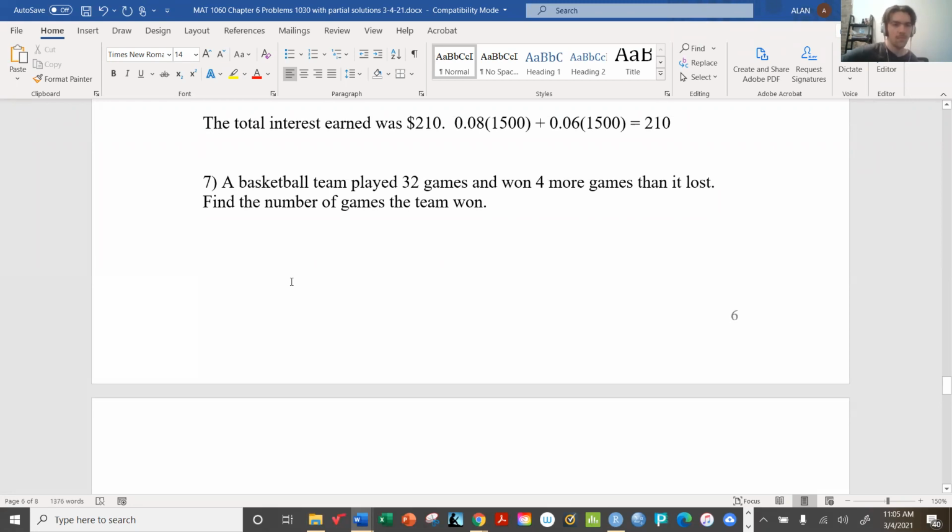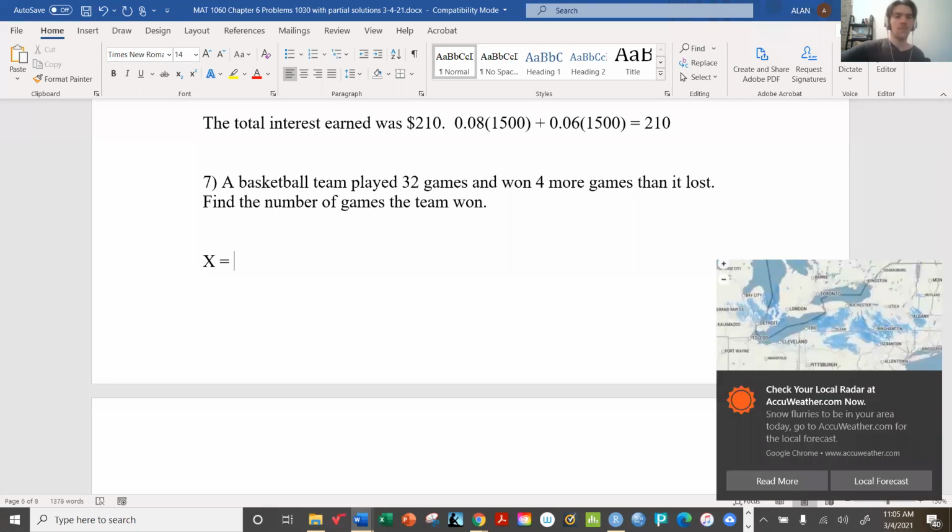So what do we know? We know that they played 32 games, and they won 4 games more than they lost. Okay, so therefore, why don't we do this? Let's let x equal the number of games that they won, and therefore, y must be games lost.